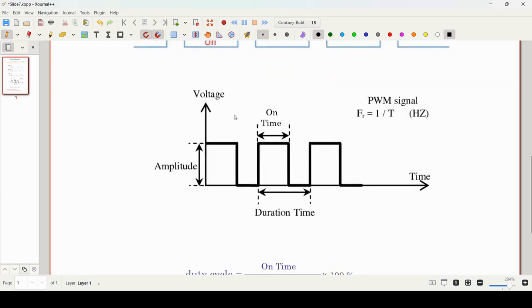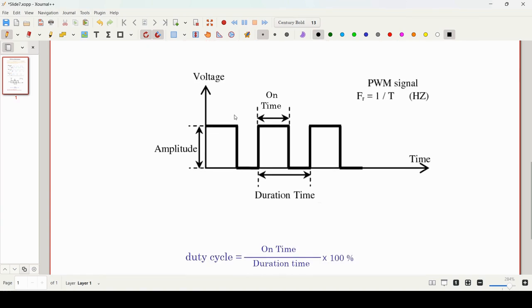In this figure I want to tell you how we can define duty cycle. Here F means the frequency of the signal and T means the time period. Duty cycle is defined as the on time divided by the total duration time. The upper edge is the on time, divided by the total duration time, that means from this point to this point. This is the total duration time, or the time period of the signal. So duty cycle is equal to on time divided by the total duration time.